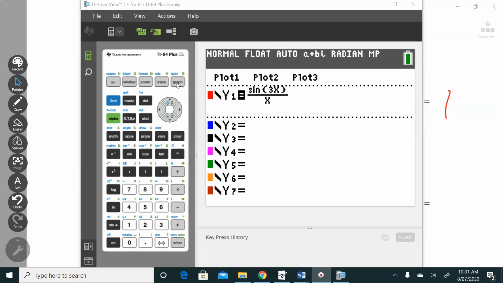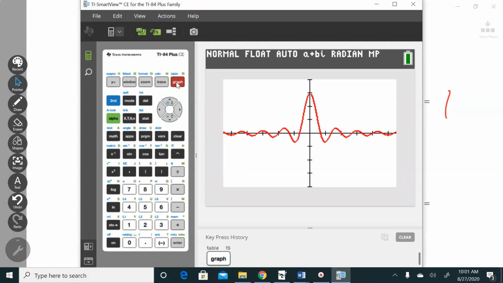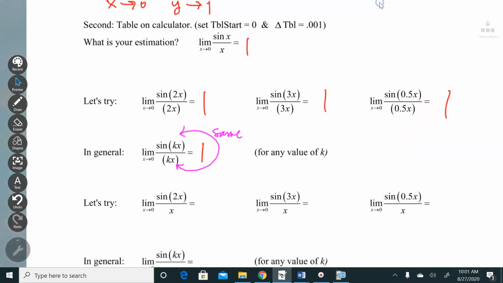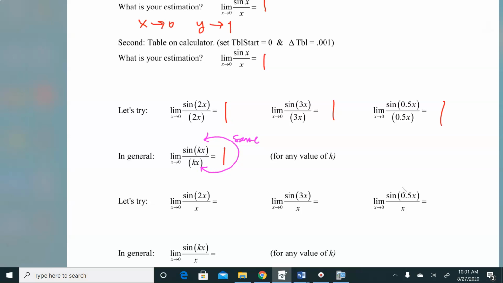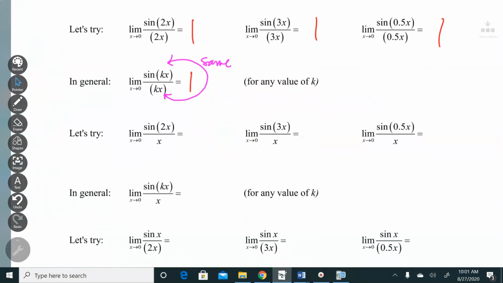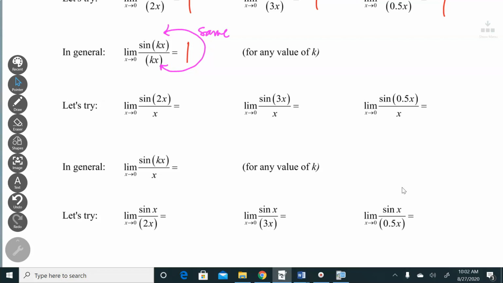So sine of 3x over x. Oh, now the limit is 3. So I think I'm seeing a pattern here. Sine of 2x over x is 2, sine of 3x over x is 3, sine of 0.5x over x is 0.5. So it looks like sine of kx over x is equal to k.